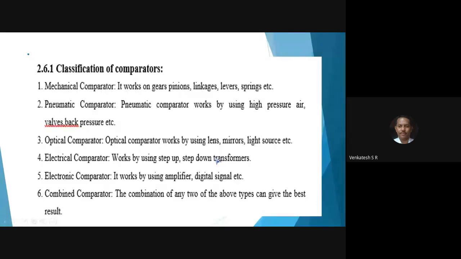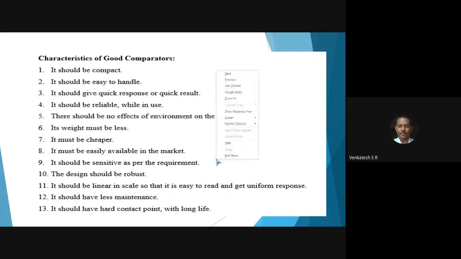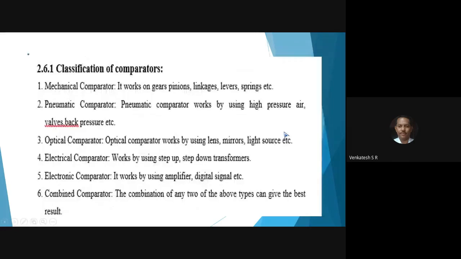Next, come to the point. The classification of comparators. This is very, very important for mechanical engineers. You may have this question in an interview in any manufacturing industry. How do you classify the comparators? See, comparators are classified into 6 types.